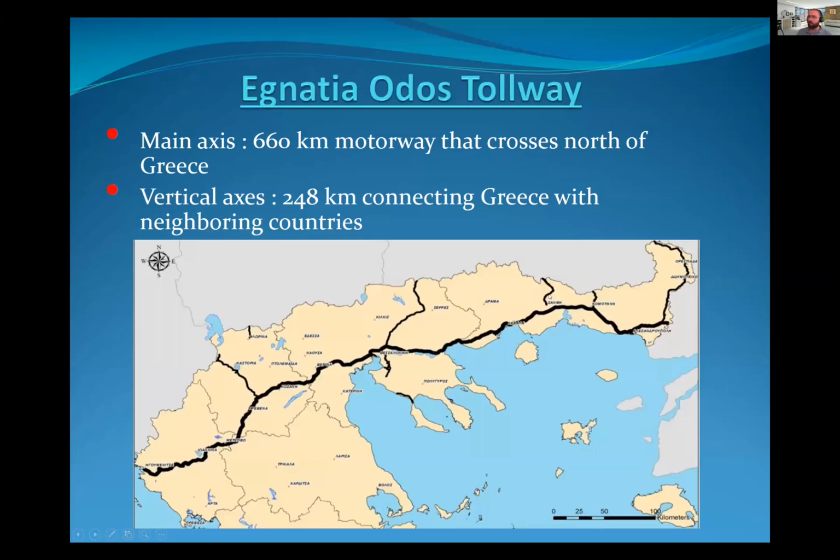Egnatia Odos tollway's main axis is over 600 kilometers of motorway that crosses northern Greece. It is composed of vertical axes as well, approximately 250 kilometers, connecting Greece with neighboring countries.